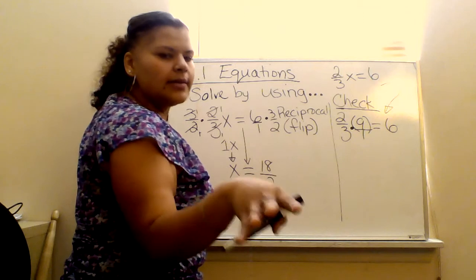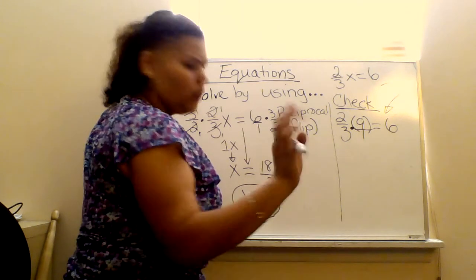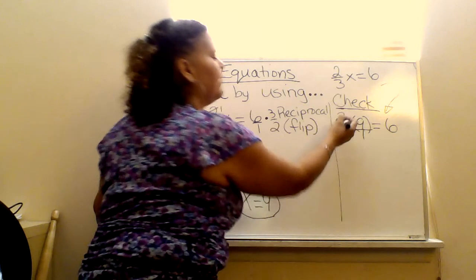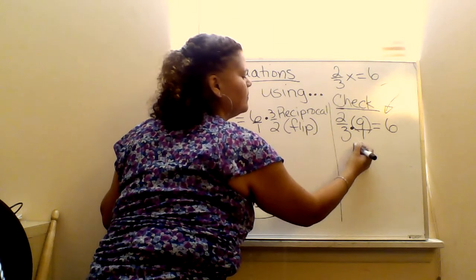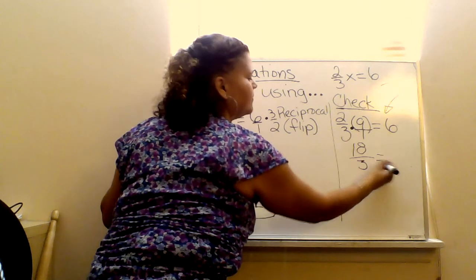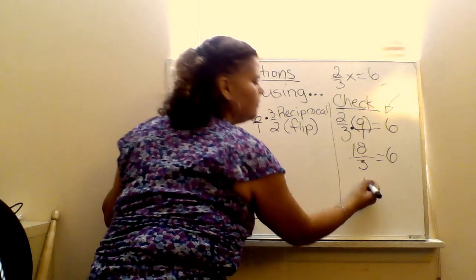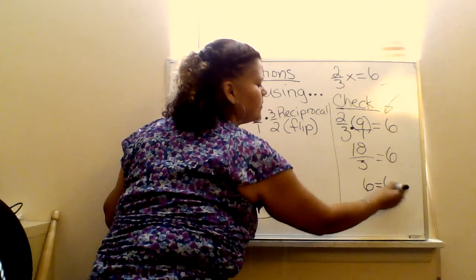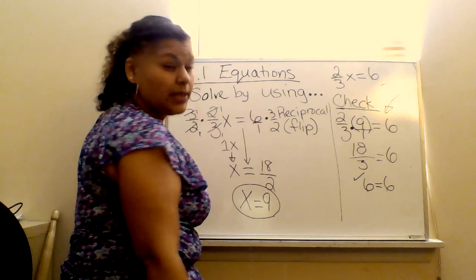We did it in class, and I know you understand your way to do it. So whatever makes you comfortable, you use that. So I have 2 times 9 is 18. And then I have 3 times 1, that's 3. So will this be working out? 18 divided by 3 is 6. 6 does equal 6, so it works out, so you know you got the correct answer.